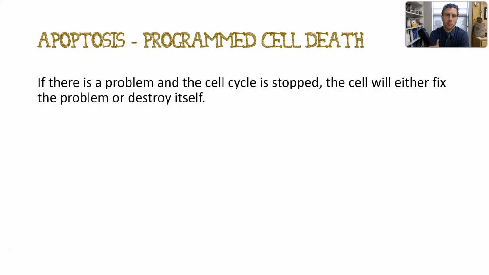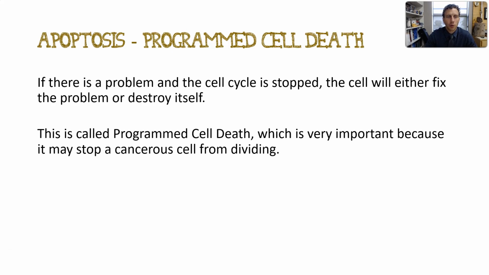If there is a problem that the checkpoint proteins notice, then there's basically two options. The cell will either fix the problem, or it'll start something called apoptosis, programmed cell death. The checkpoint proteins will actually destroy the cell that they are in. And that's a good thing. It's better to lose one cell than for that cell to become cancerous. This is called programmed cell death, which is very important because it may stop a cancerous cell from dividing.